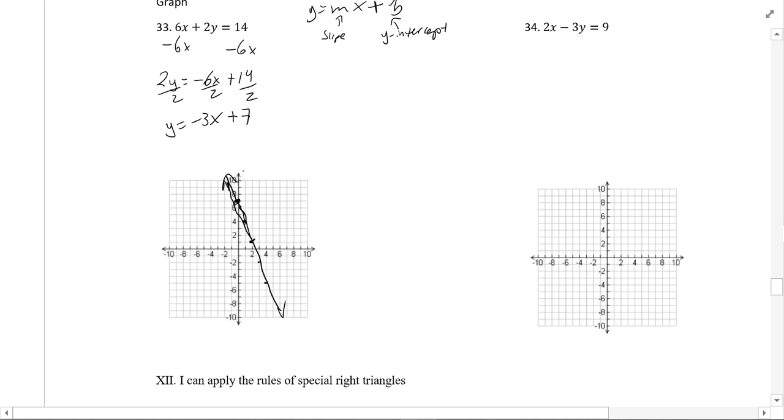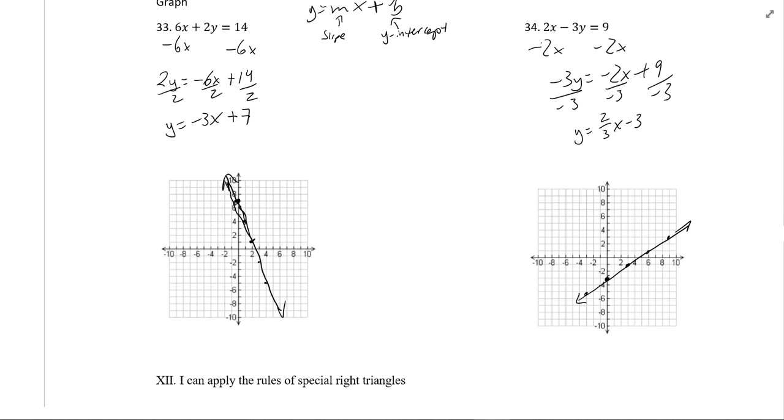Okay, I want you to pause the video and you try number 34. Okay, so how did you do? Our line should be y equals 2 over 3x minus 3. So our y-intercept means we started at -3 on the y-axis, and our slope was 2 over 3, so we went up 2 over 3, up 2 over 3, up 2 over 3.